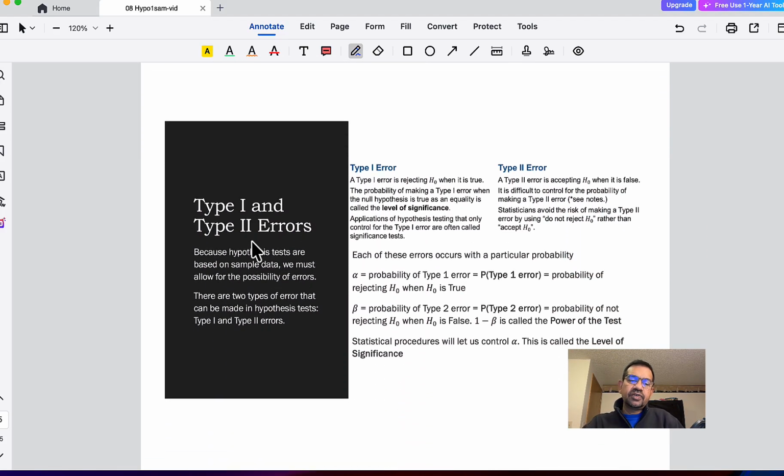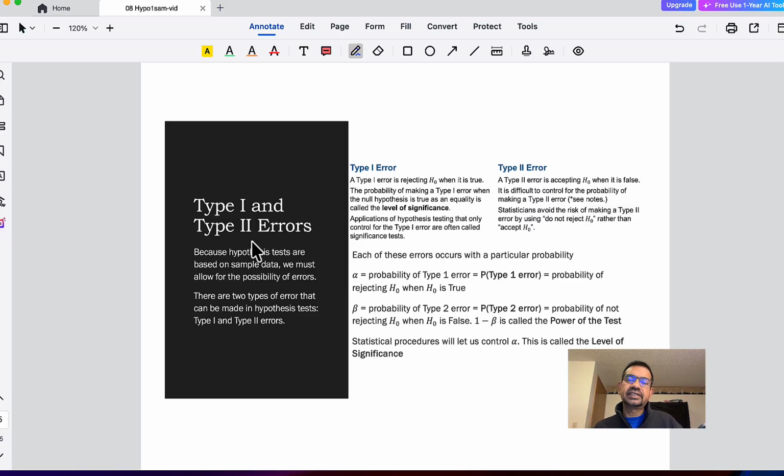Now, because we are making a claim about the population parameter, whether it's the population mean or population proportion, when we conduct our test, we can have two outcomes. It can be a correct outcome or it can be an incorrect outcome. So let's say that our null hypothesis in the population is true.